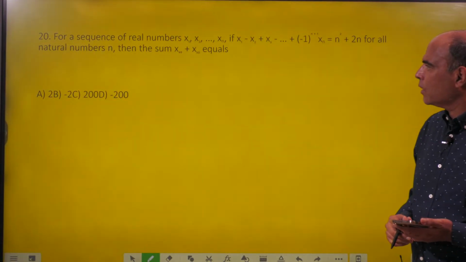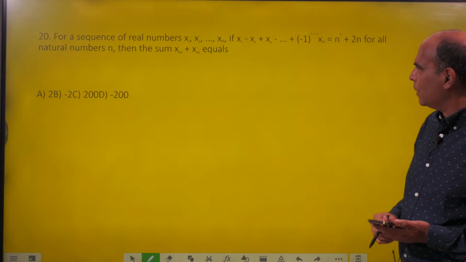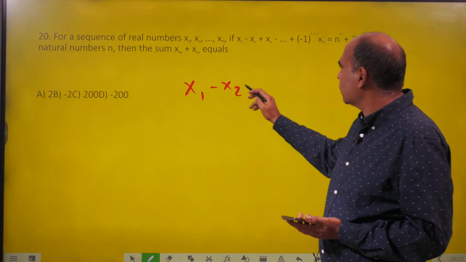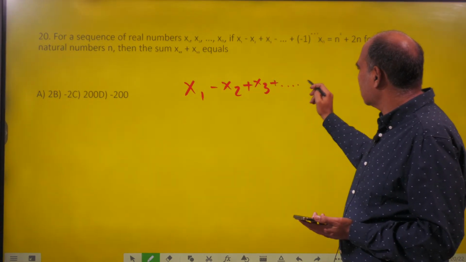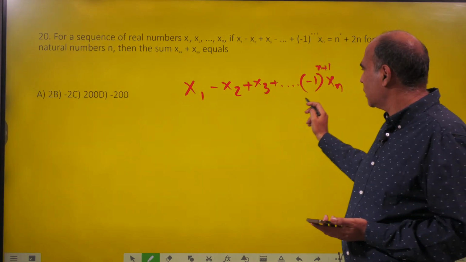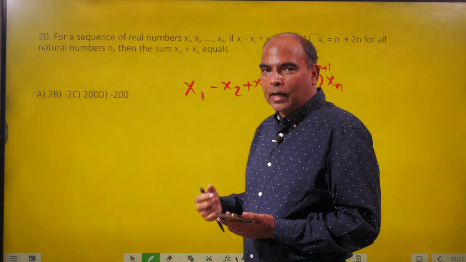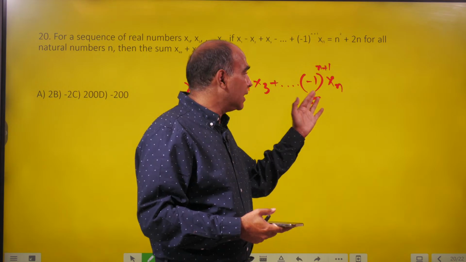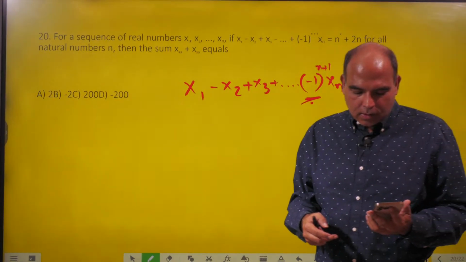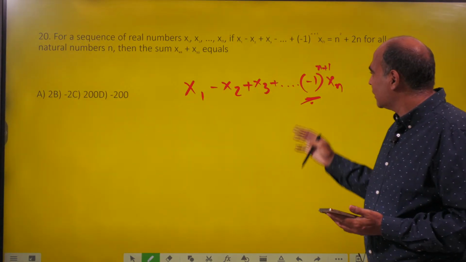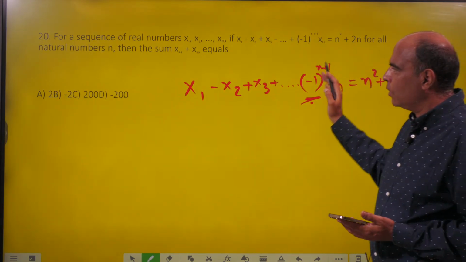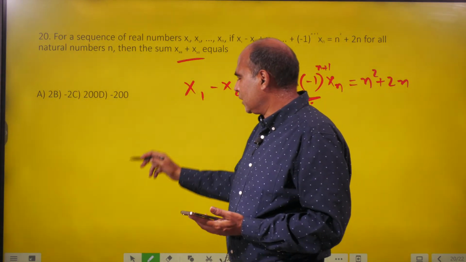But anyway, the next question here, for a sequence of real numbers x1, x2, xn. This is a chain function question, x1 minus x2 plus x3 plus minus 1 raised to n plus 1 xn. This is a sign change function. This is a sign change operator. With n as odd, this will give me plus. With n as even, this will give me minus. There are a lot of questions on sign change operators in the previous year questions. So this structure is equal to n square plus 2n for all natural numbers n. Then they are asking us the sum of x49 plus x50.